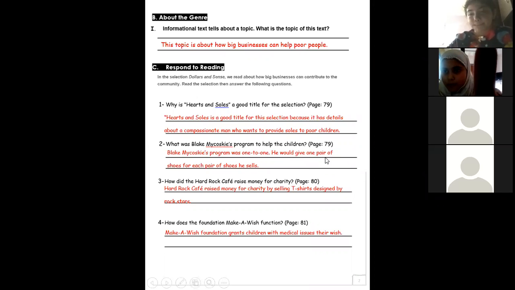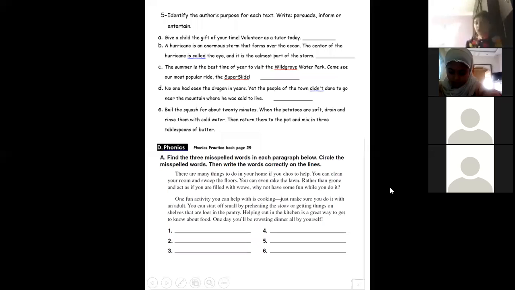So, the Make a Wish Foundation. There was a foundation called Make a Wish that granted children with medical issues their wish. If there is a child that has a medical issue, he would ask for one wish, and this foundation would make this wish come true. That's it simply. Again, I repeat, the answer key for the worksheet is found on the application, so you can go and check it again.